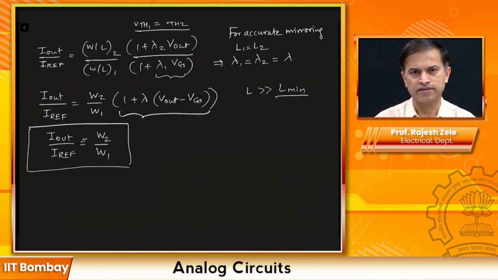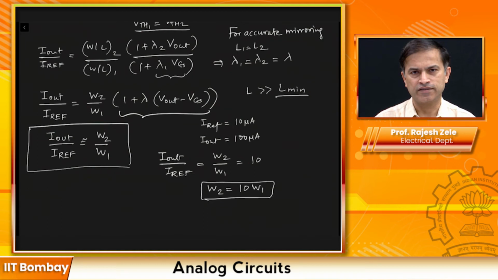Let's say that you want to get your current mirrored in such a way that your reference current is equal to 10 microamps, and I would like to get an I out or current source of, let's say, 100 microamps. Then obviously you would do I out divided by I ref is equal to W2 divided by W1 is equal to 10, which means that W2 should be 10 times W1. This is very easy to do, correct?